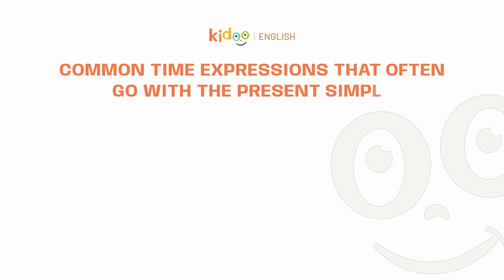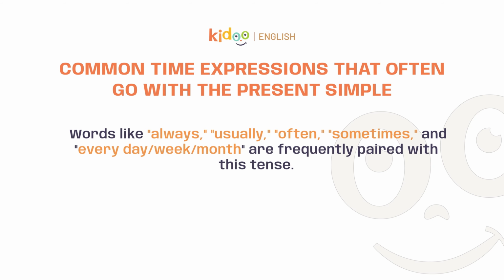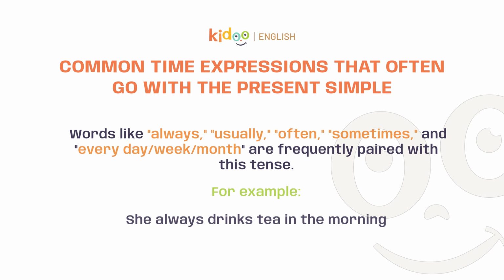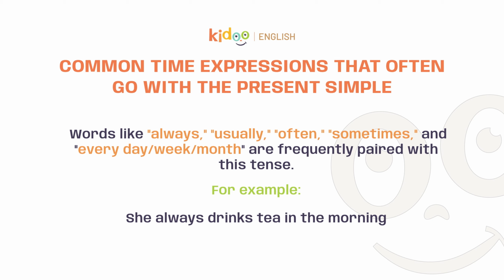Finally, let's not forget about common time expressions that often go with the present simple. Words like always, usually, often, sometimes, and every day, per week, per month are frequently paired with this tense. For example, she always drinks tea in the morning.